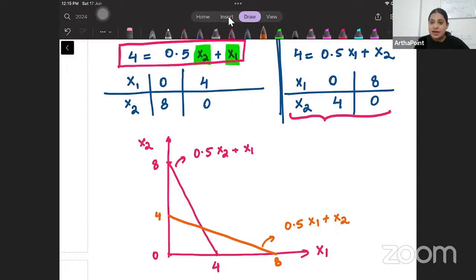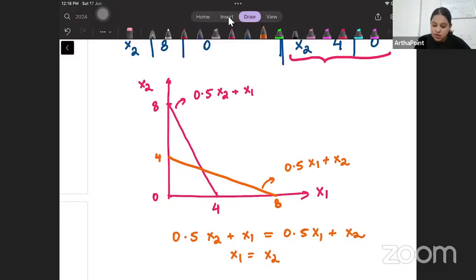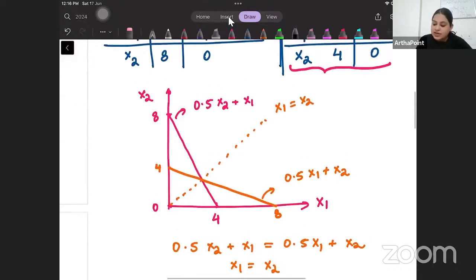Right? Again, you can go ahead and find the kink line also by equating the two lines. So 0.5 x2 plus x1 is equal to 0.5 x1 plus x2. So you will get from here x1 is equal to x2. This is the line of kink you're having. Now, what did we do? Here you have x1 less than x2, and here you have x1 greater than x2.